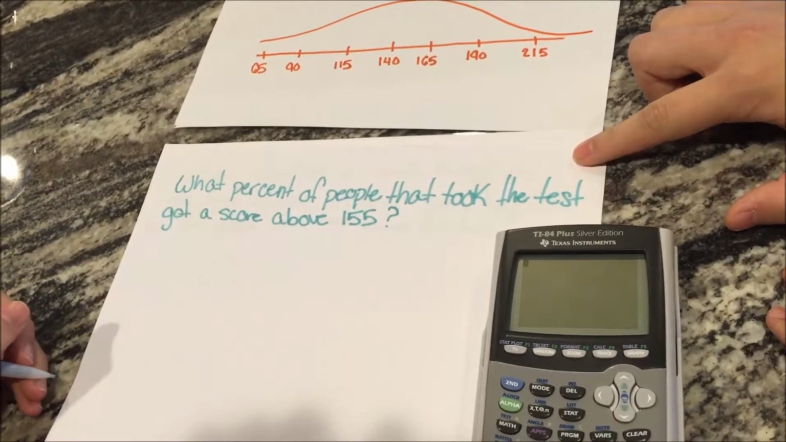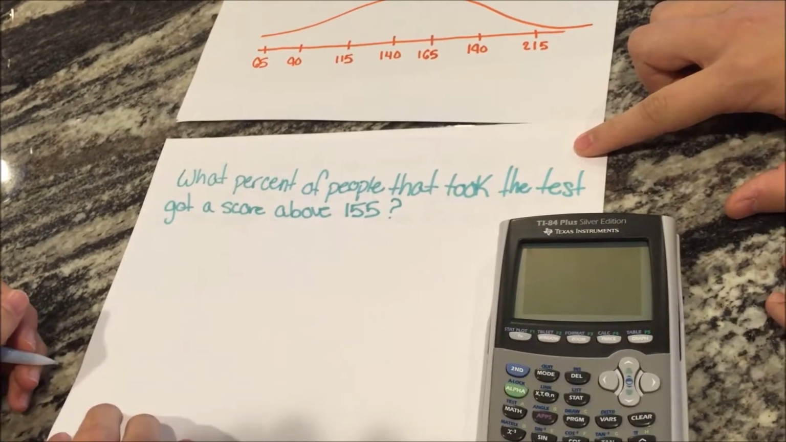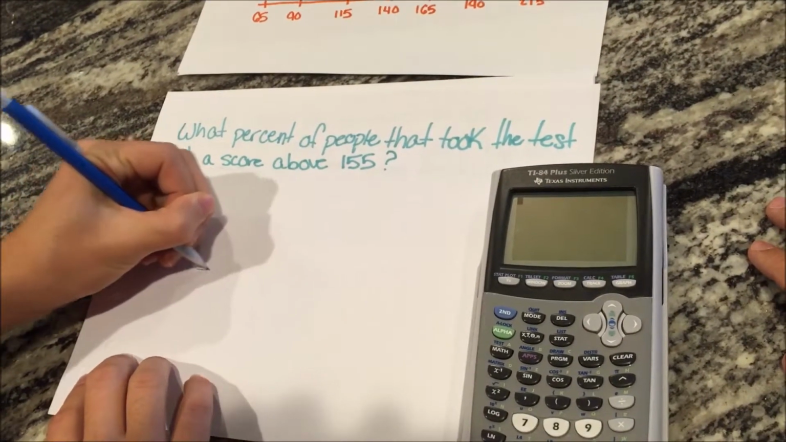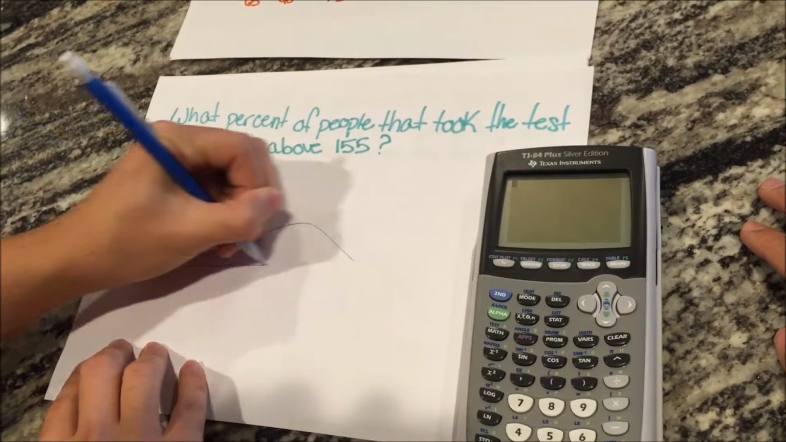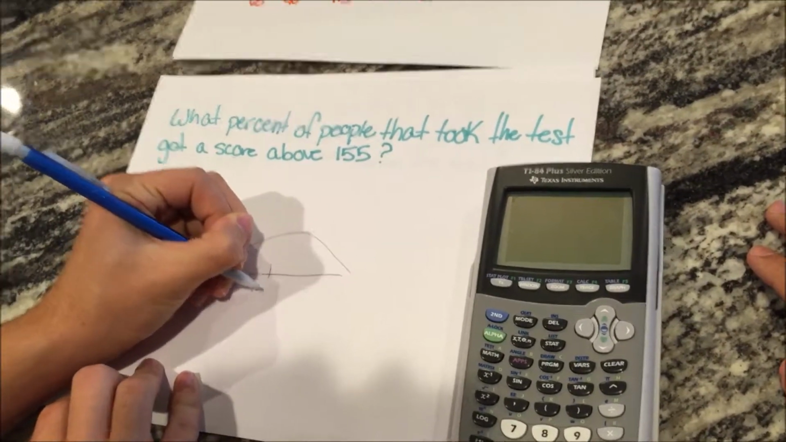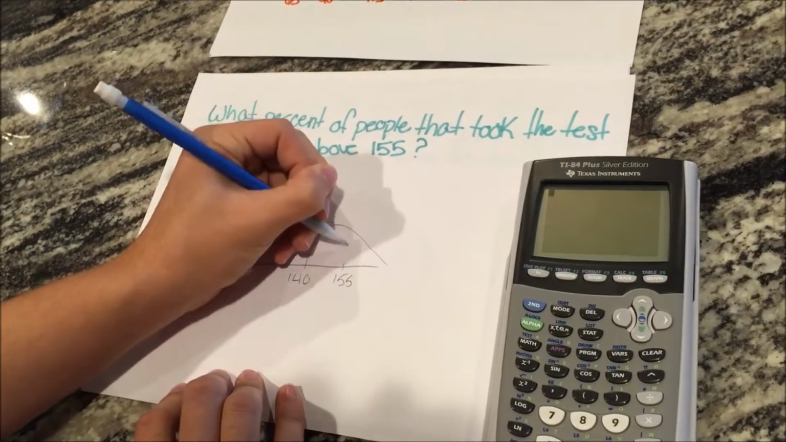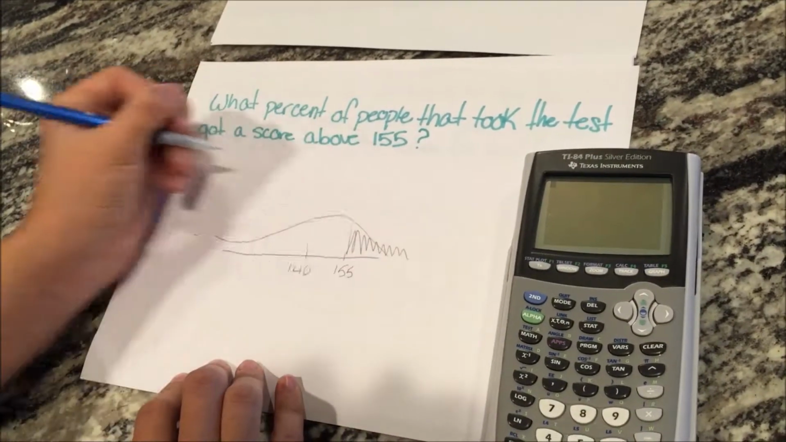Now we have the question, what percent of people that took the test got a score above 155? So we draw the standard curve again, the mean of 140, and you want everything above 155. So we have 155 and all the way above here.